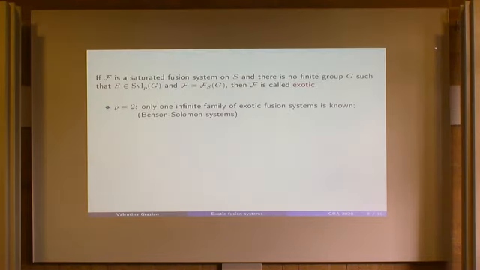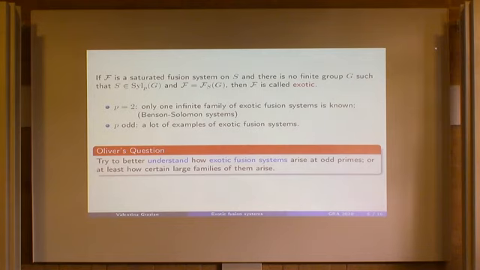So I'll keep the definition of exotic on top. Exotic fusion systems are somehow an open problem in the area. For the prime P equal to 2, there's only one known infinite family of exotic fusion systems, the so-called Benson-Solomon systems. But when P is odd, we have many examples of exotic fusion systems. And the situation here seems a bit chaotic. The examples seem unrelated, and it's not clear how these exotic fusion systems arise at odd primes.